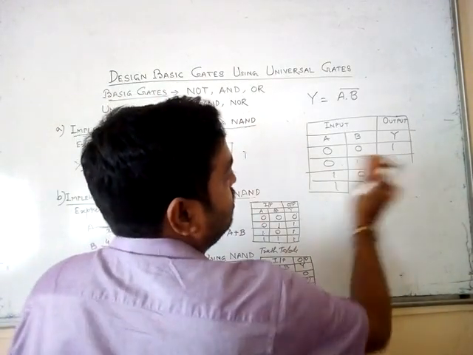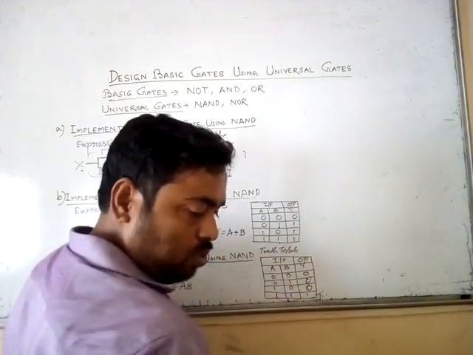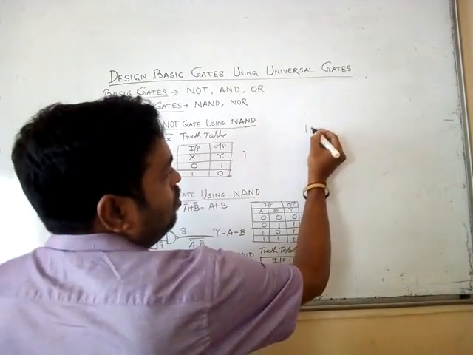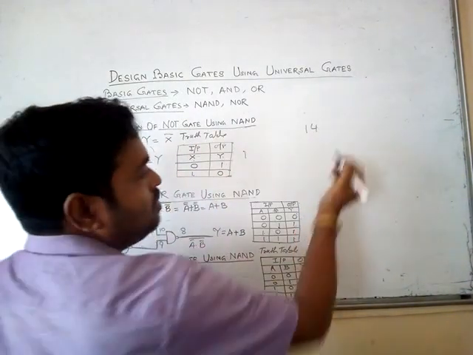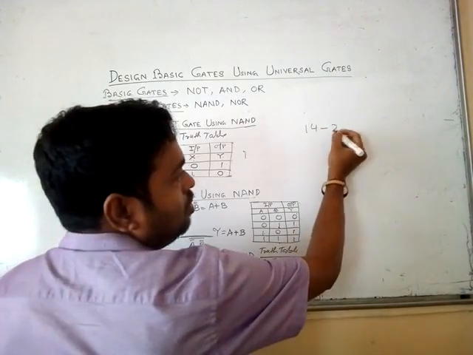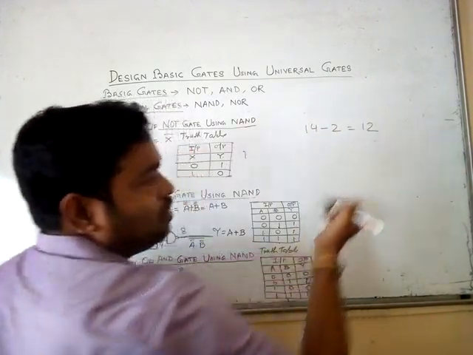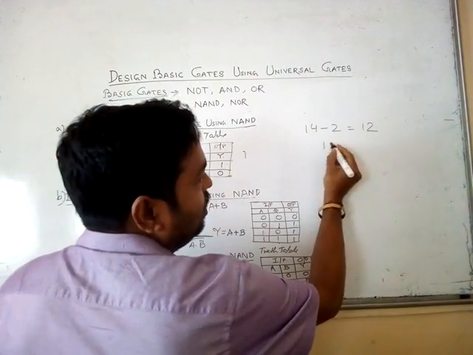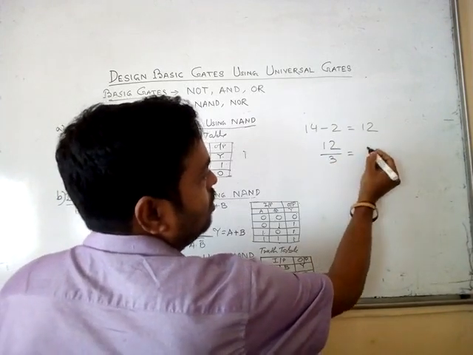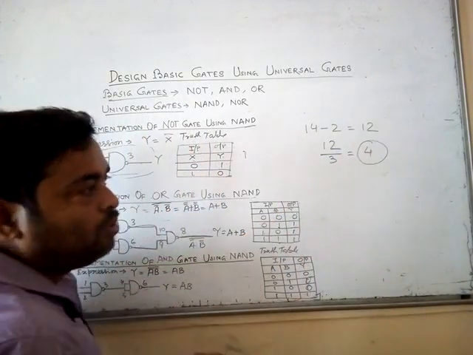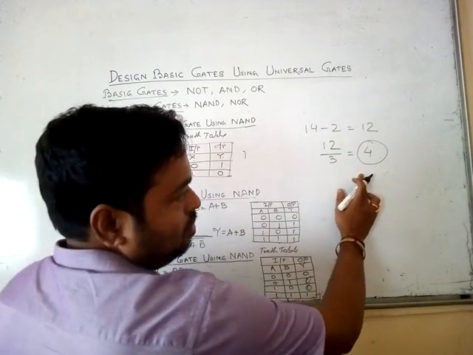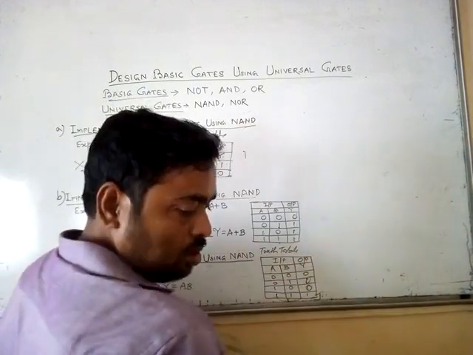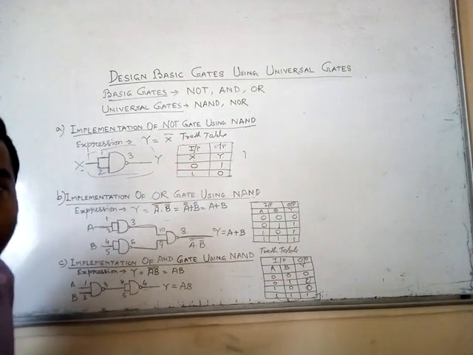And why is the NAND IC called quad 2 input? Because there are 4 gates. You know 14 pins are there. If you subtract 2 pins for VCC and ground, the rest of the pins are 12. And we use 3 pins for 1 gate. So if we divide 12 by 3, then we get the number of gates, that is 4. So there are 4 gates in 7400. So it is called quad 2 input NAND IC.